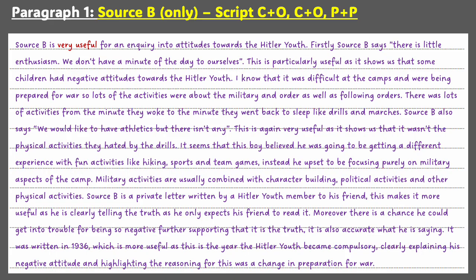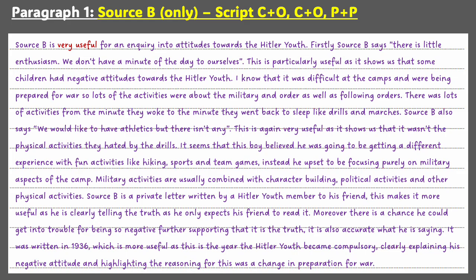I know that it was difficult at the camps and they were being prepared for war. So lots of the activities were about the military and order as well as following orders. There were lots of activities from the minute they woke up to the minute they went back to sleep, like drills and marches. So a bit of our knowledge in there. Plenty. We don't need any more than that. We haven't got time for any more than that.